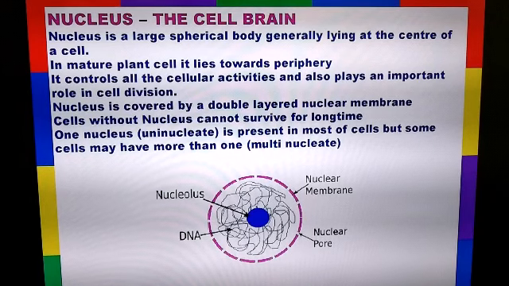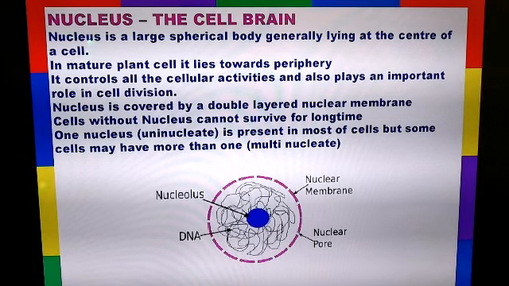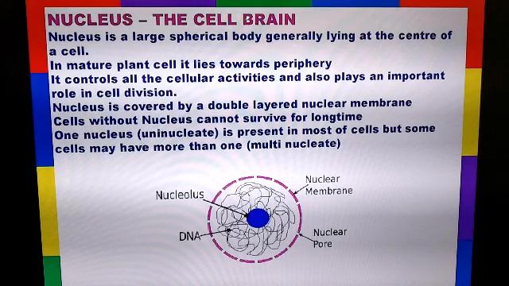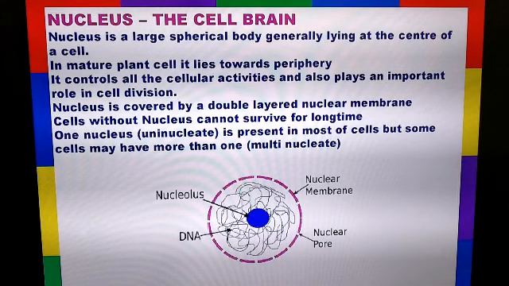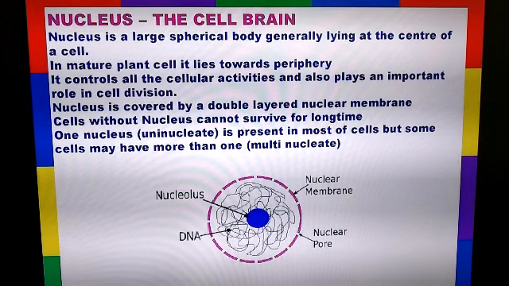The next important feature of any cell is the nucleus. The nucleus is called the brain of the cell. You will find that the nucleus is a large spherical body. Here, this entire structure that you can see on the screen is a nucleus. It's a large spherical body. Normally it lies at the center of the cell.